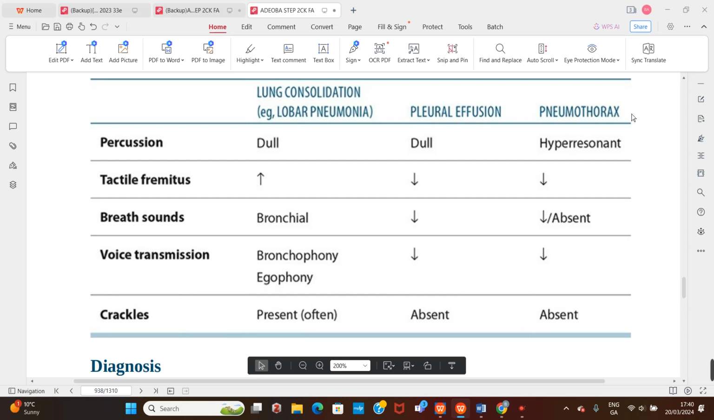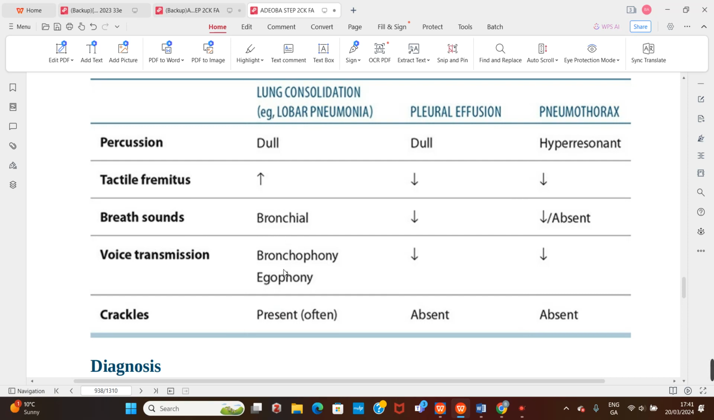So this is just comparing the examination findings for an individual with lobar pneumonia, pleural effusion, and pneumothorax. On percussion, the note is going to be dull for consolidation and effusion. They used to talk about stony dull for effusion, but the USMLE doesn't really talk about stony dull. Everything is dull to them. For pneumothorax, the note is going to be hyperresonant because it's air that is there. For consolidation, sound is conducted faster because of the increased density. So tactile fremitus is high, and that's why the bronchial sounds are heard. There's increased breath sound, or the sound is said to be bronchial, while for the other ones, it's going to be reduced.